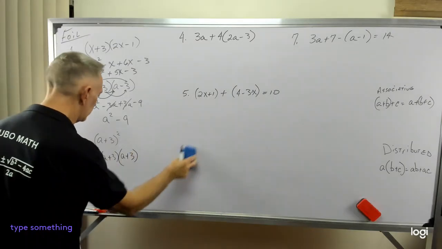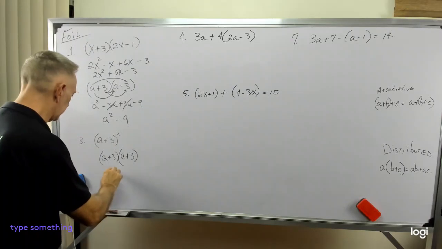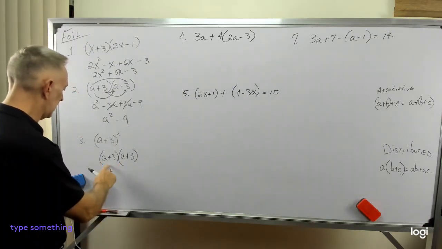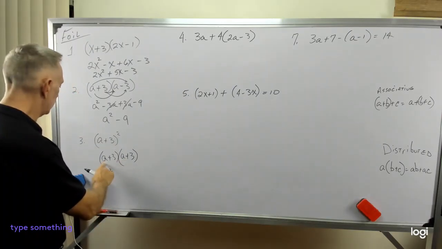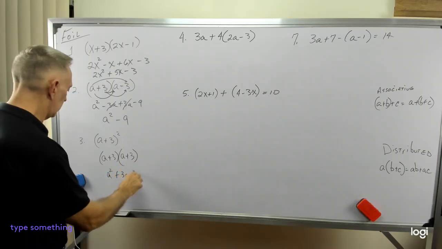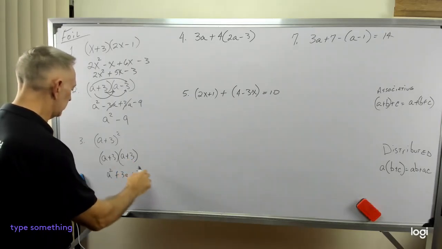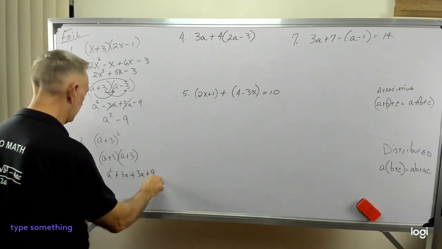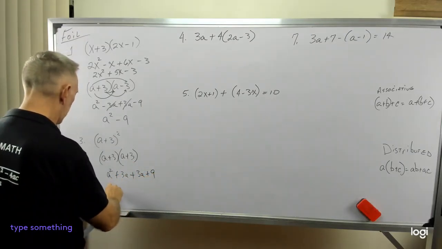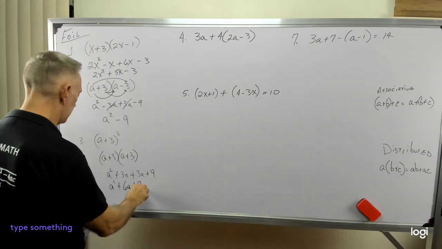So now let's do the FOIL method. First times first, it's a to the second power. That's a times a, plus the outside, which is 3a, 3 times a, plus the inside, which is also 3 times a, plus the last, which is 3 times 3, which is 9. So I have a to the second power plus 3a plus 3a is 6a plus 9.